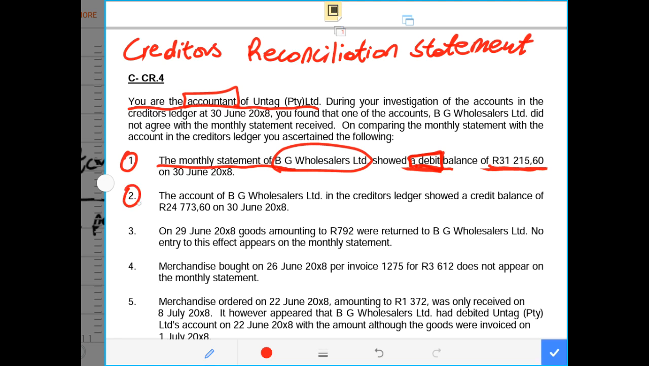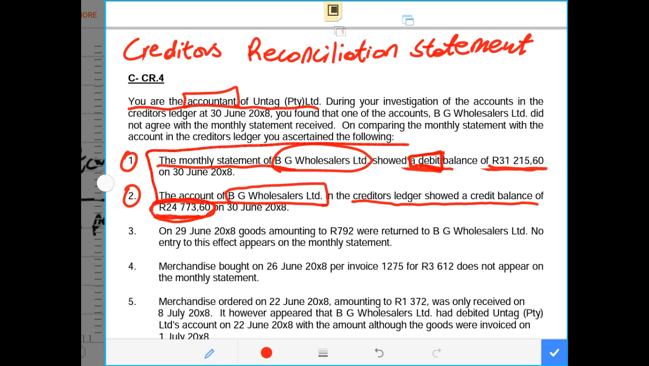Number two says to us that the account of BG Wholesalers Ltd in the creditors ledger showed a credit balance of 24,773.60. So now in our records, we have a liability, which is a creditor, BG Wholesalers Ltd, with a credit balance of 24,000. And this credit balance in our ledger account is not the same as the balance on the debit side of the statement received from the creditor.